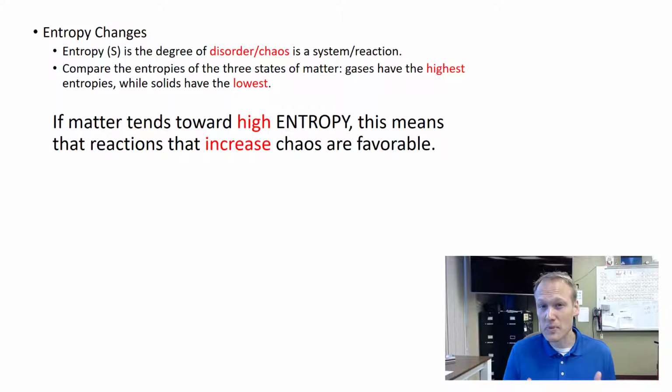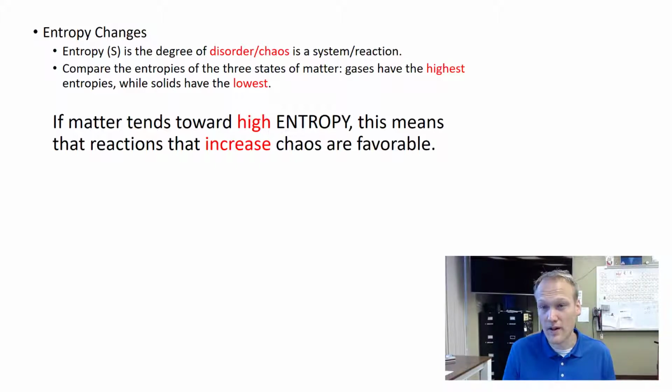For review, entropy is the degree of disorder or chaos within a system. Solids have particles that are fairly organized, so entropy would be very low, where gases have lots of disorder within them, and therefore entropy would be very high. We know that matter tends toward high entropy. Naturally, chemicals and reactions tend toward more disorder.